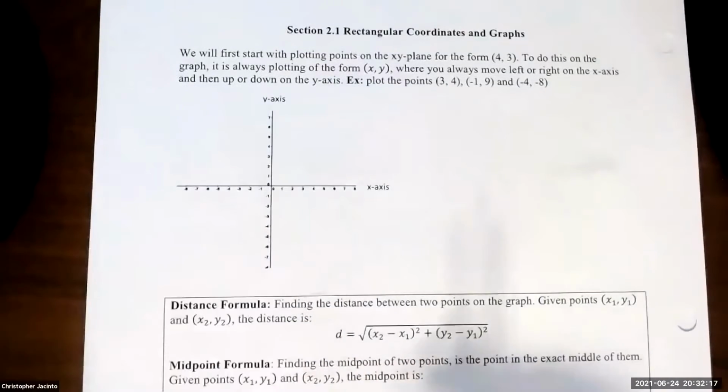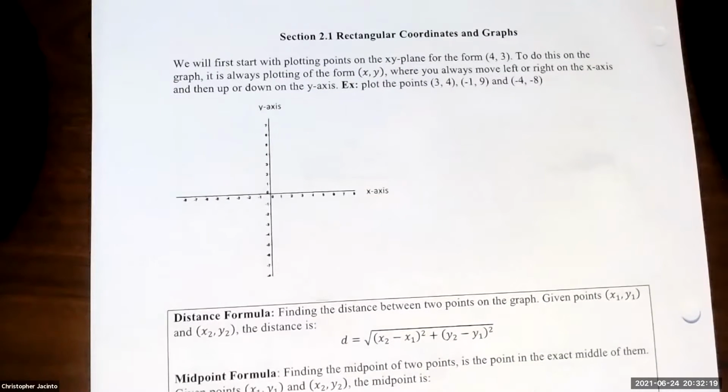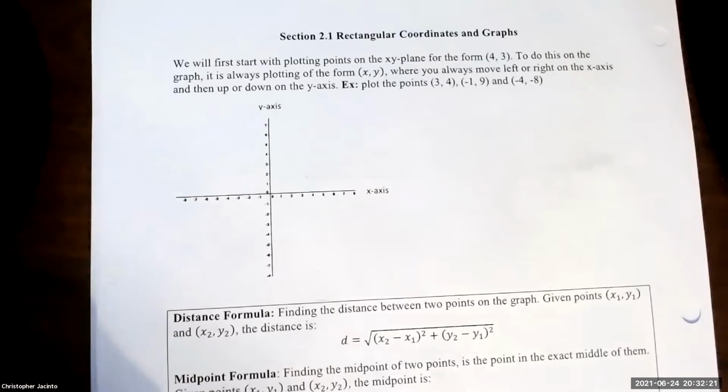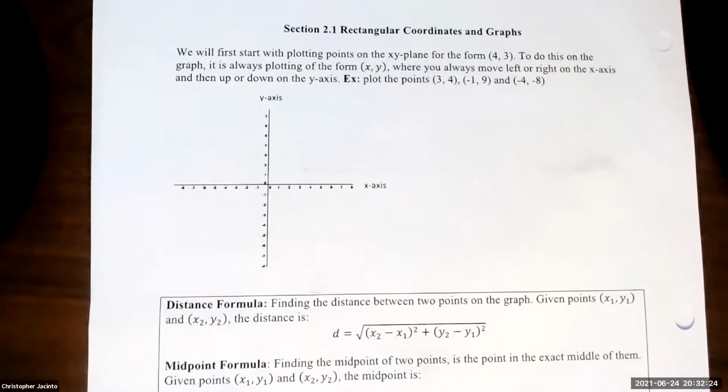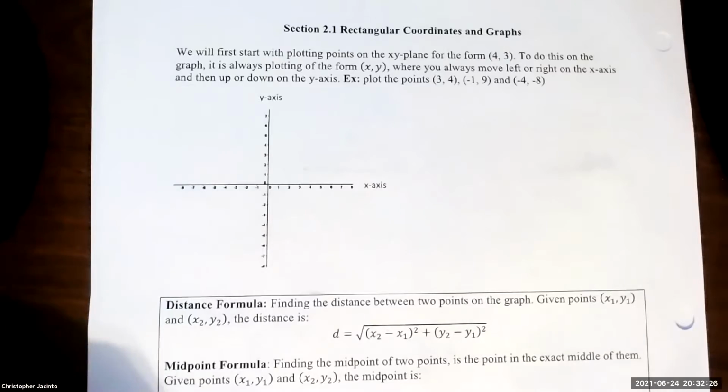First couple things, a little bit of review. Some of it is going to be review and new stuff, depending on how much you know. Okay. So 2.1 is called the rectangular coordinates and graphs.